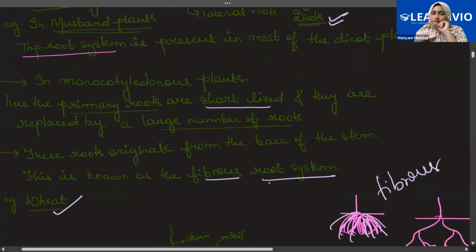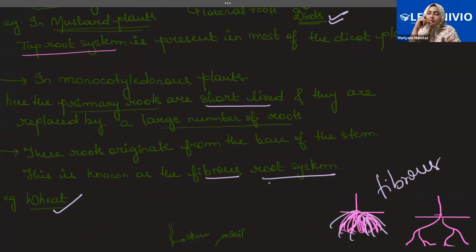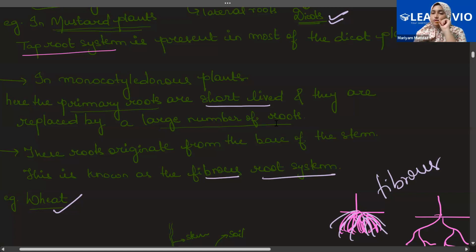Okay. Now, when we move forward and talk about the monocot plants, see, monocot and dicot, both of them belong to angiosperms, but they have a lot of differences between them, right? Structural differences, functional differences. Now, when we talk about the monocot plants, here the primary roots are short-lived. The root that was initially formed by the direct elongation of the radicle is short-lived in the case of monocot plants, and it is replaced by a large number of roots.